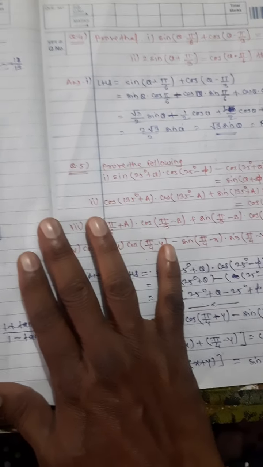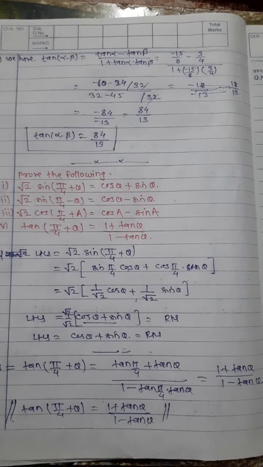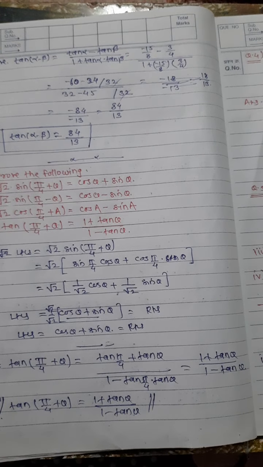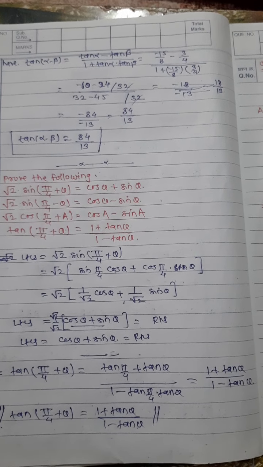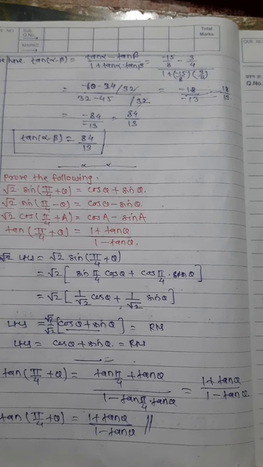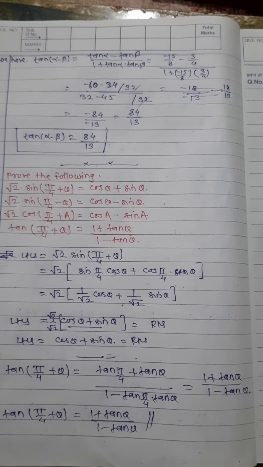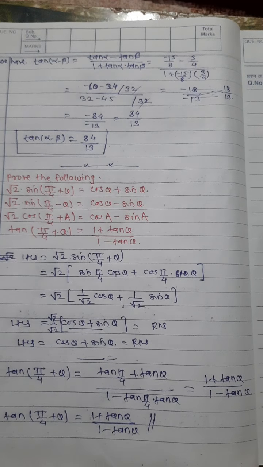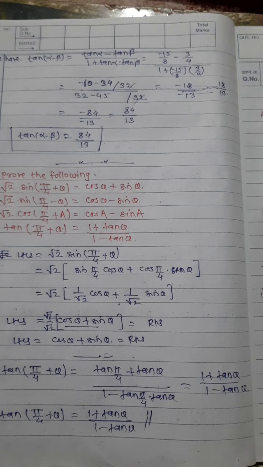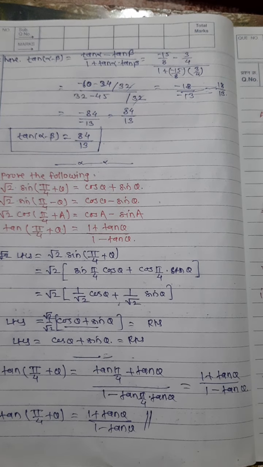Now I will continue with one more problem related to this. In question number 2, find the value of tan of alpha minus beta. Friends, you know that tan of alpha minus beta can be expressed as tan alpha minus tan beta upon 1 plus tan alpha into tan beta. Now you know the value of tan alpha and tan beta, that is minus 15 upon 8 minus 3 by 4, divided by 1 plus minus 15 upon 8 into 3 by 4.